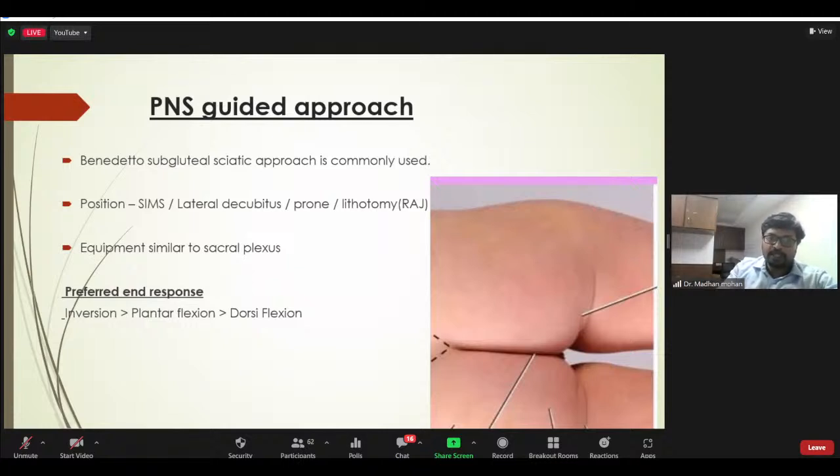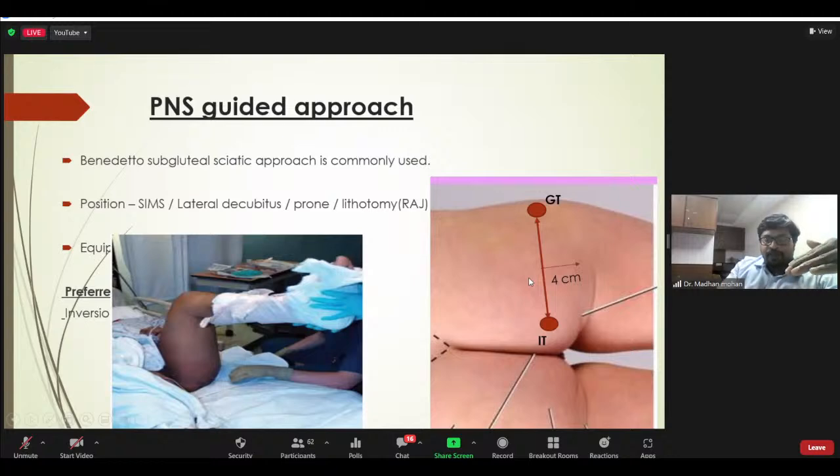So how are we going to do the nerve stimulator guided block? Again, we need to identify the greater trochanter and the ischial tuberosity and just join both bony landmarks, and then you take a 4 centimeter distance from the midpoint of the GT and IT. Okay, and this will be your needle entry point.